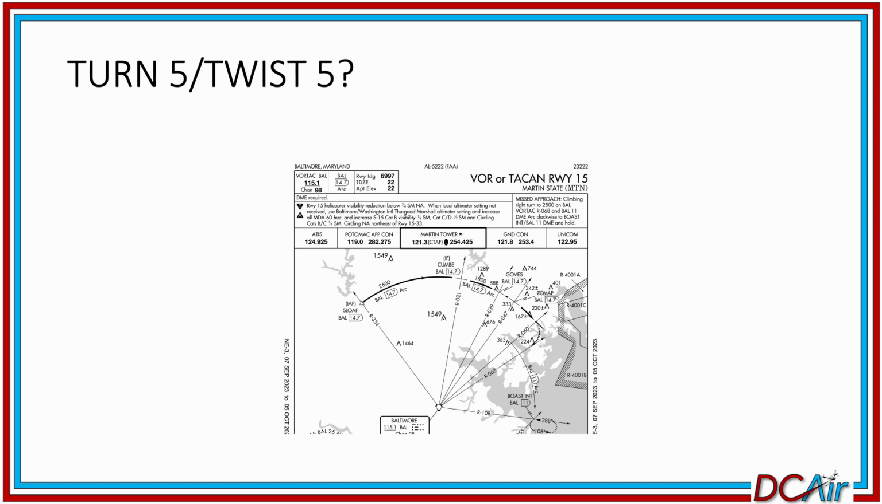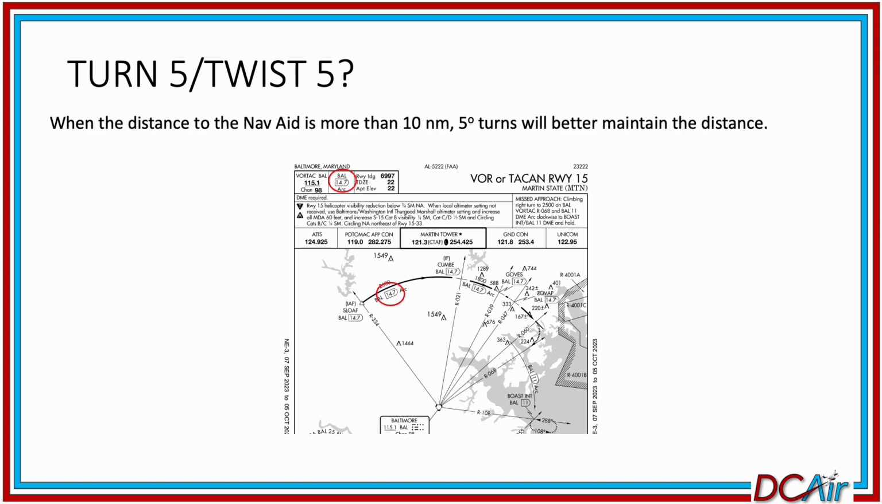We talk about turn 10 and twist 10, but look at this DME arc at Martin State Airport. The distance from the VOR is 14.7 nautical miles. When the distance from the VOR is more than 10 nautical miles, 5-degree turns will help maintain a better distance. This is because at this distance it will take longer to cross each radial. Therefore, you have time to fly the arc with smaller turn increments.